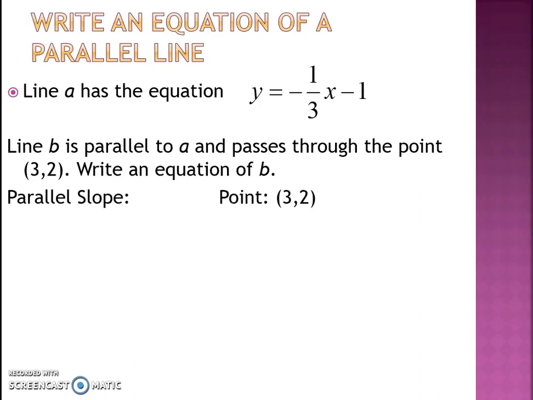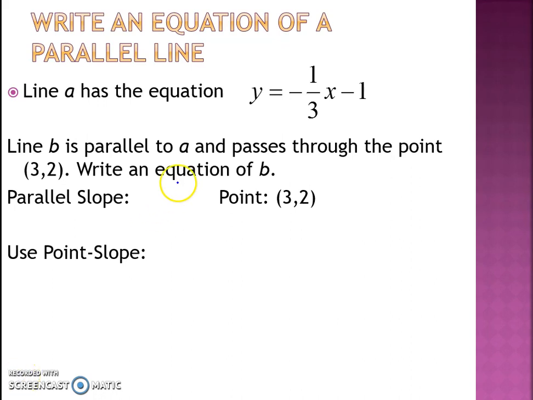Please give me the equation of a line that is parallel to A, y equals negative 1/3 x minus 1. B is parallel to A, and we need to write an equation in terms of B. So please pause the video, and I want you to try this by using point-slope form.